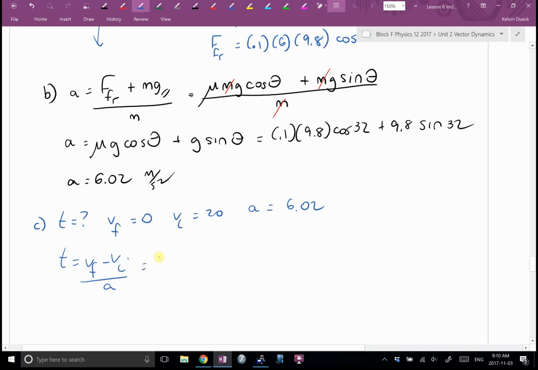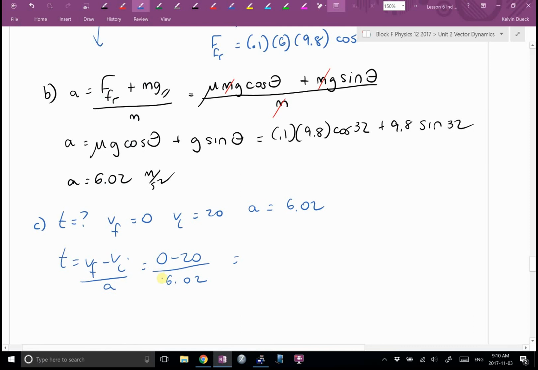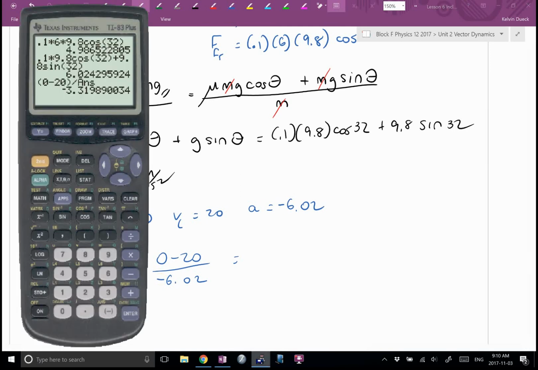Yes? 0 minus 20 divided by 6.02. I'll use my answer button. 0 minus 20 divided by answer button. And I get negative, Mr. Dewick. I forgot to make my answer button negative, Mr. Dewick. I forgot to write in the negative, Mr. Dewick. I wish I'd done that on purpose. Wow, am I slumping this morning?